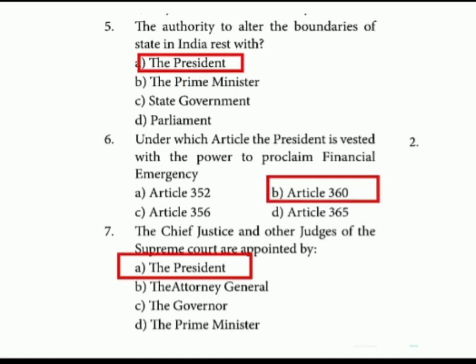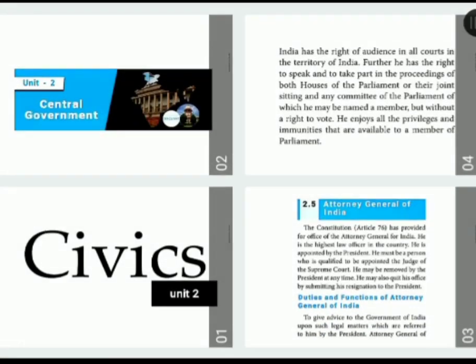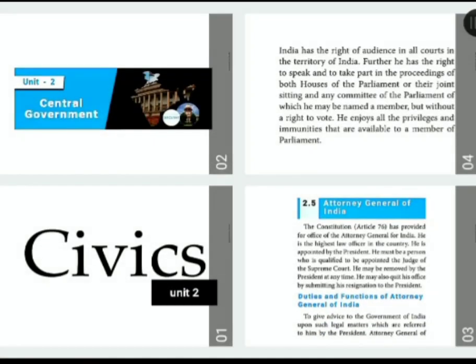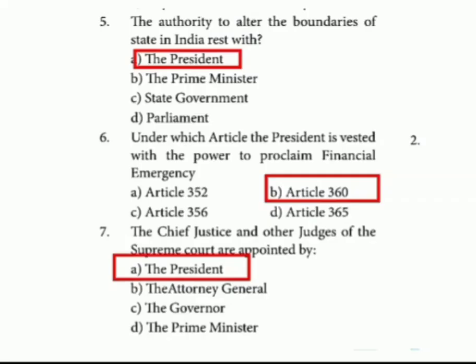Parliament, not a president, children. Parliament is the answer, sorry. Parliament will come. The fifth one, not a president, Parliament is the answer. Sixth one, Article 360, that is B is the answer. Seventh one, President is the answer.